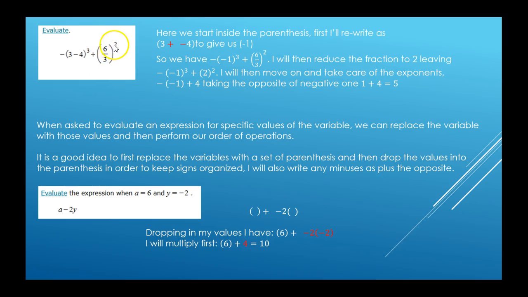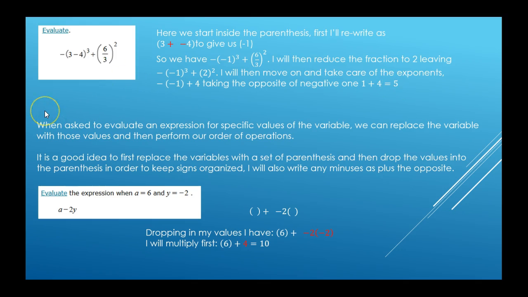So this is actually 2 squared. So when we do this exponent, we get 4. So then we're left with the opposite of negative 1 plus 4. Well, the opposite of negative 1 is a positive 1. 1 plus 4 gives us 5.